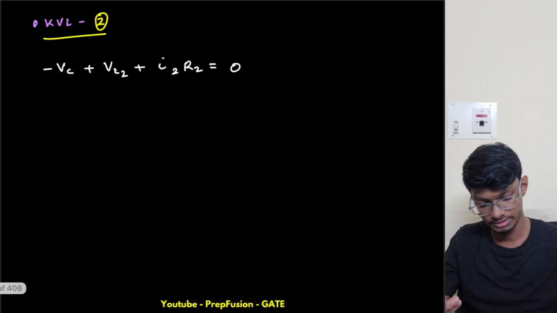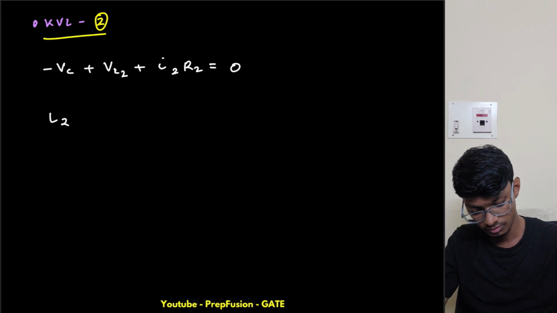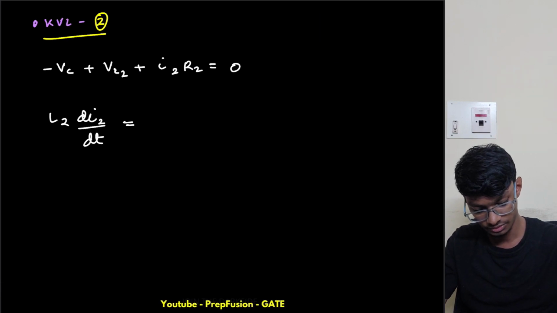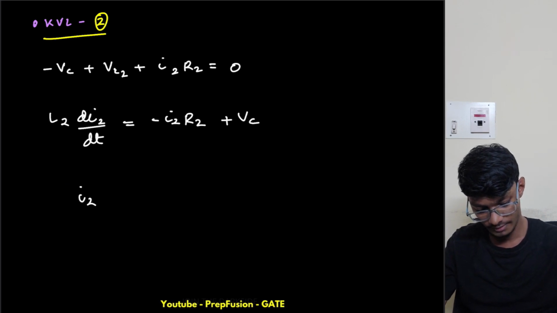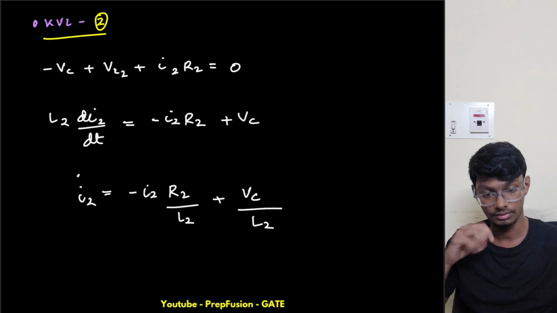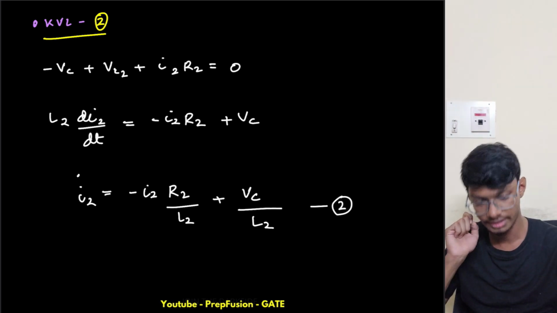What will be VL2? It will be L2 di2/dt. So L2 di2/dt equals, with VC going to that side, minus I2 times R2 plus VC. So I2 dot equals minus I2 R2 by L2 plus VC by L2. This is my second equation.